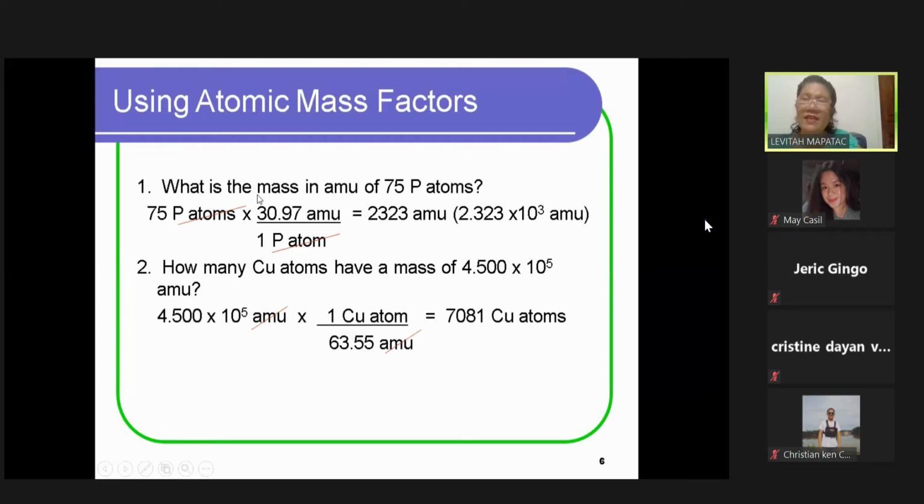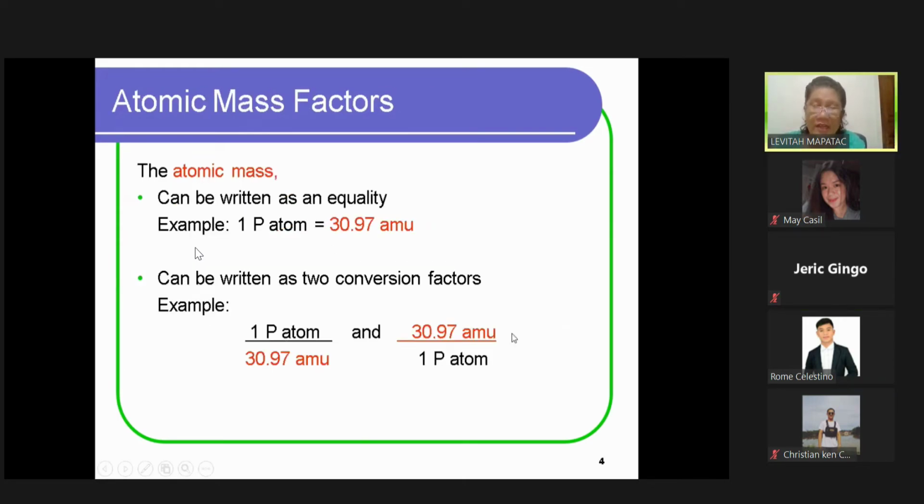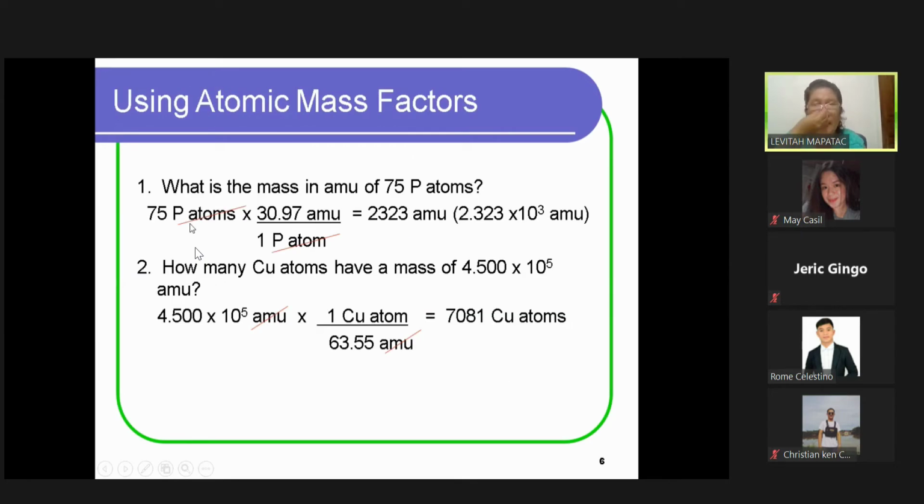What is given here? What is the mass in atomic mass unit of 75 phosphorus atoms? So, we can use this, right? This is now our conversion factor. Therefore, that is 75 phosphorus atoms. How many atomic mass unit? The atoms cancel here. Therefore, this is our conversion factor. Therefore, we have 2,323 atomic mass unit.